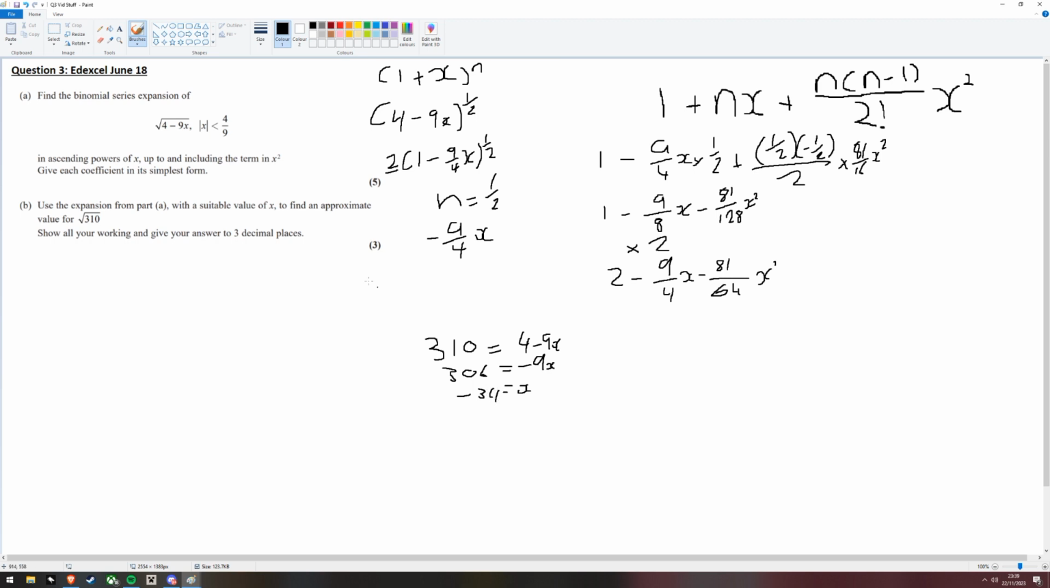However, we're told up here modulus of x, so just take the positive value of x, so 34 cannot be bigger than 4/9. 34 is bigger than 4/9, so we cannot do it, and this bit is just wrong.